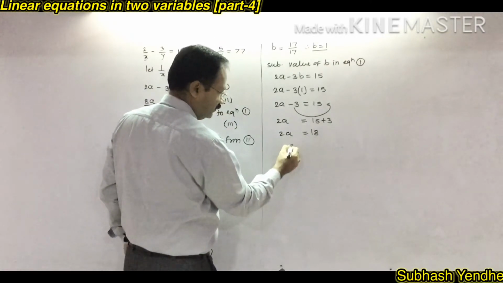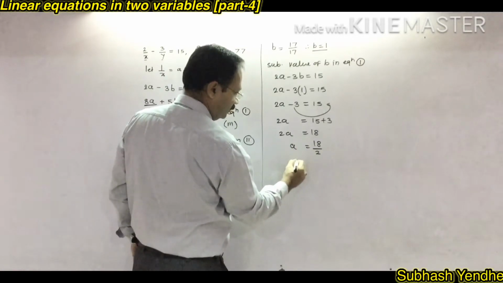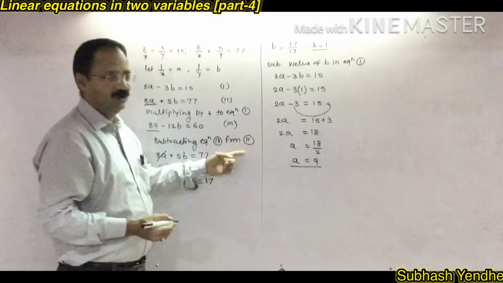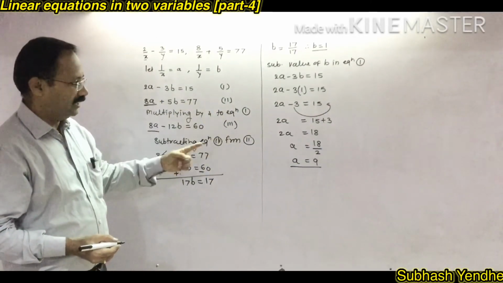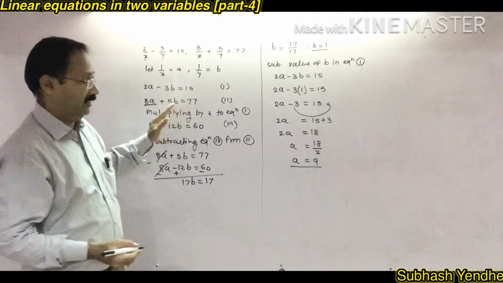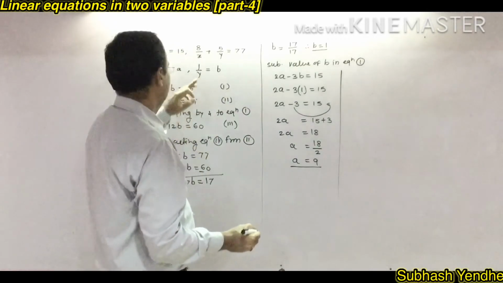Now 2 goes to that side. You will get 18 divided by 2, so a equals 9. Here you got the value of a equals 9. But we have to find out the values of x and y. So again you have to resubstitute the values.